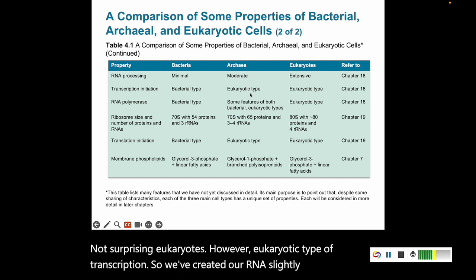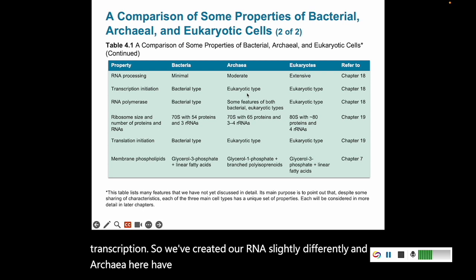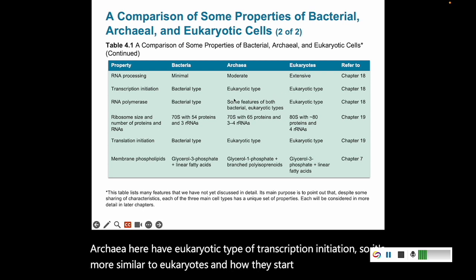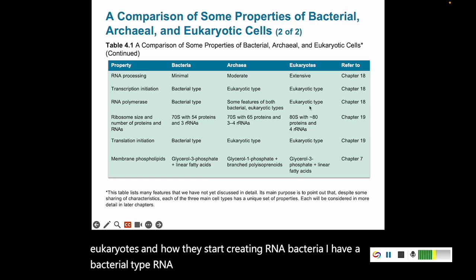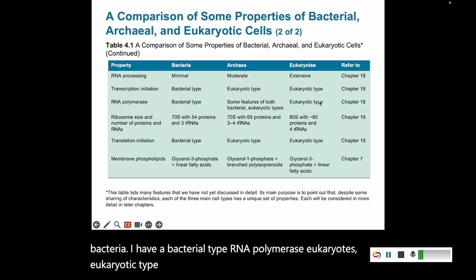And archaea here have a eukaryotic type of transcription initiation. So it's more similar to eukaryotes in how they start creating RNA. Bacteria have a bacterial type RNA polymerase. Eukaryotes have a eukaryotic type RNA polymerase, or polymerases. And archaea have features of both.